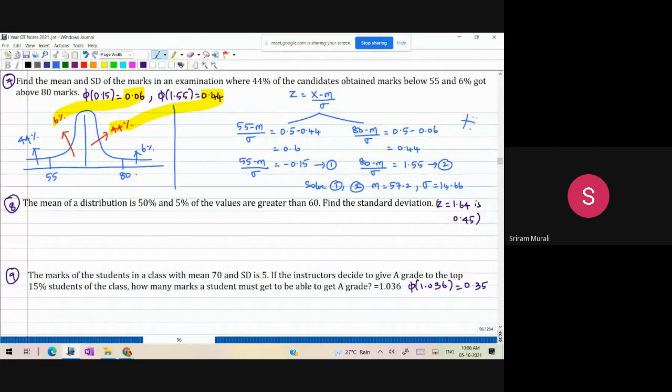This is an important question. It may come in 5 marks. Have you all understood?